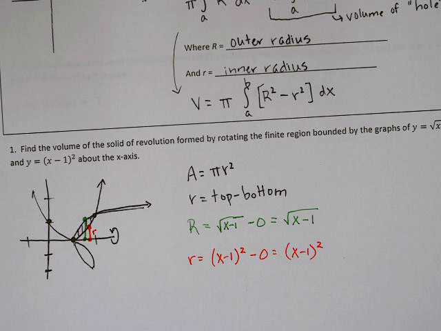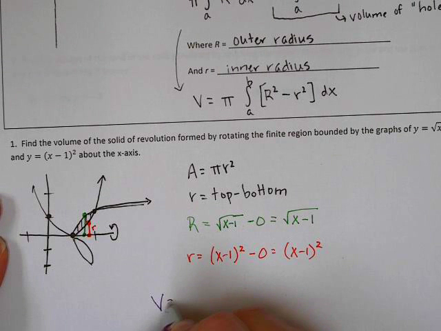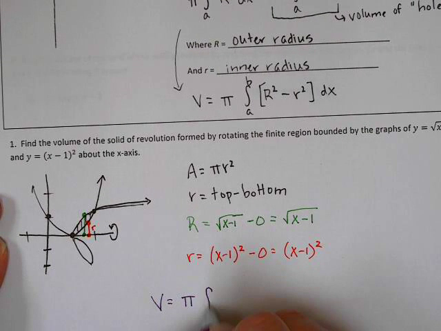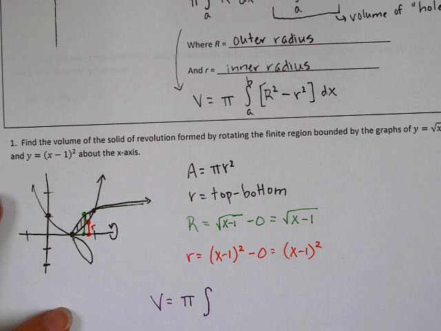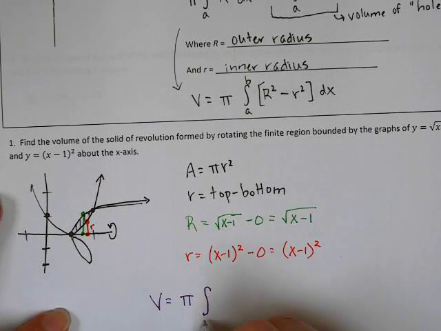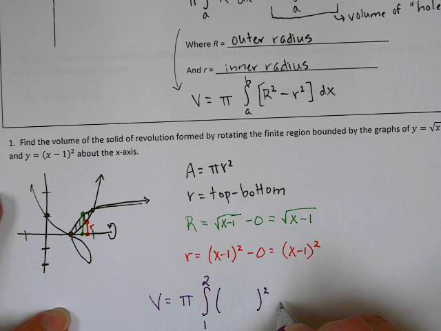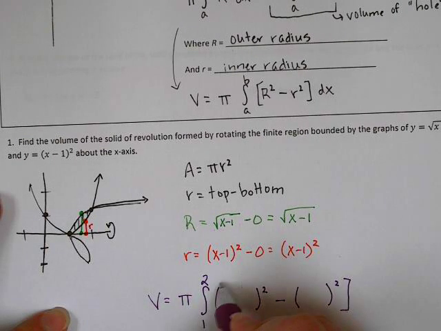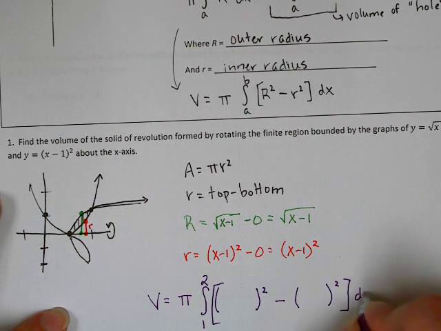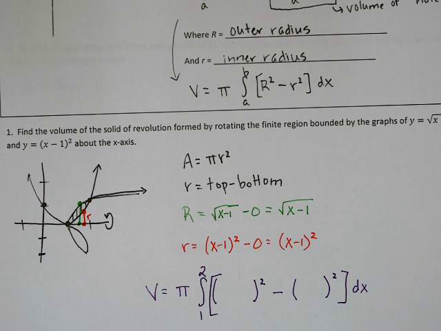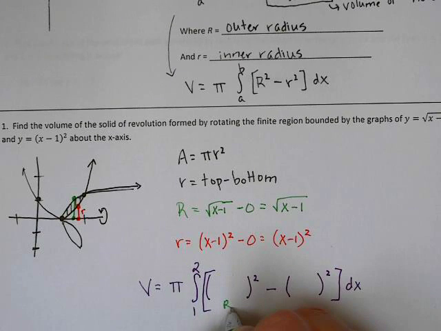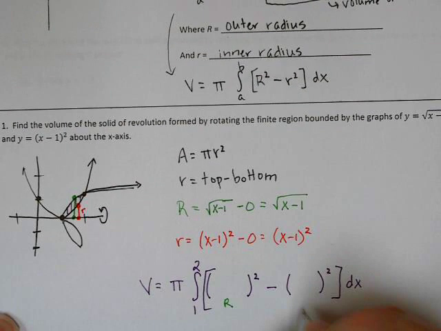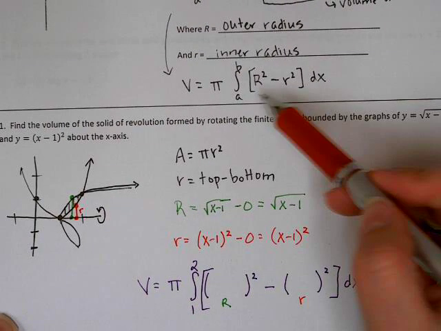Okay? So if we want to find the overall volume, we know that volume is pi times the integral, and we need our bounds here. So let's see, we're going from 1 to 2. And we know it's going to be capital R squared minus lowercase r squared. And it's going to be in terms of x, so we need a dx. So again, this is our big R, and this one here is our little r, because we're using this formula right here.